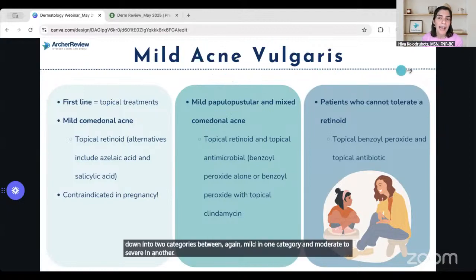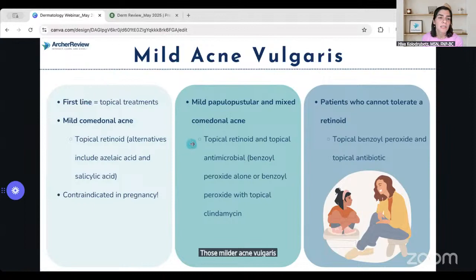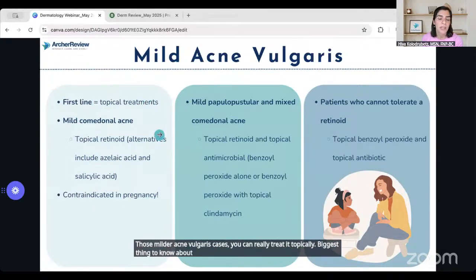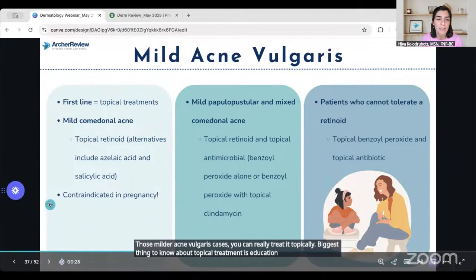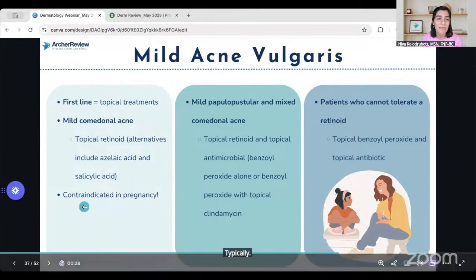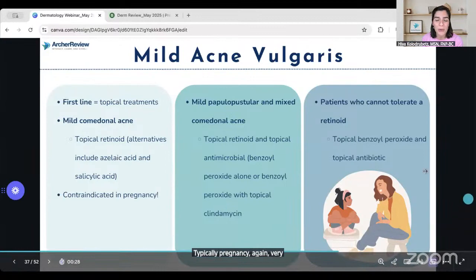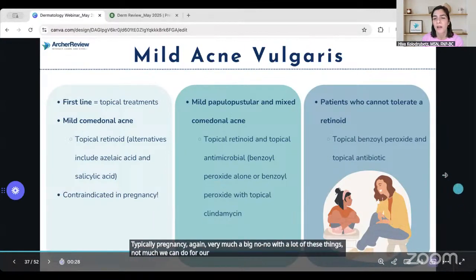Those milder acne vulgaris cases, you can really treat topically. The biggest thing to know about topical treatment is education. Know your contraindications. Typically, pregnancy, again, is very much a big no-no with a lot of these things. There's not much we can do for our pregnant patients. Send them over to dermatology. Maybe they'll feel like they can do something for these patients.